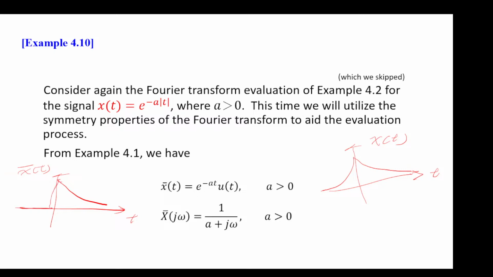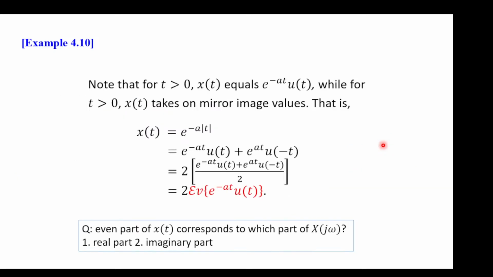So we know x bar of t is equal to e to the minus at times u of t, and we know its Fourier transform because we just memorized it: big X bar of j omega equals 1 over a plus j omega. And how we relate x bar and x of t is by doing the even and odd parts. We see that x of t looks really like x bar of t, but if you flip this exponential decay to this side and add them together, then it looks really like x of t.